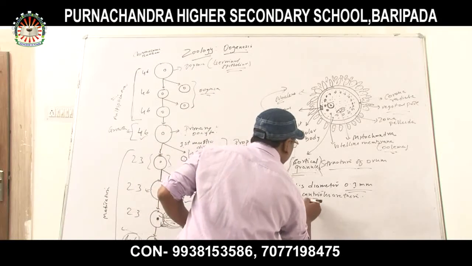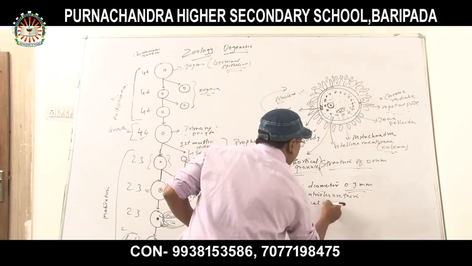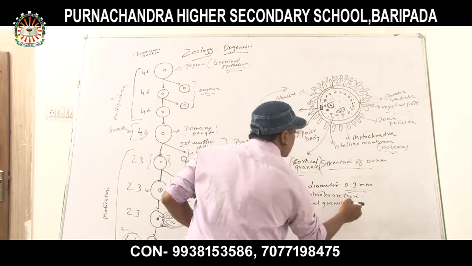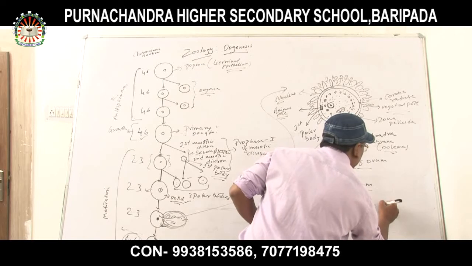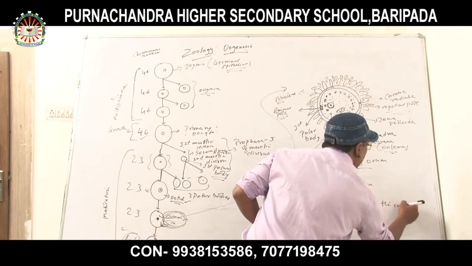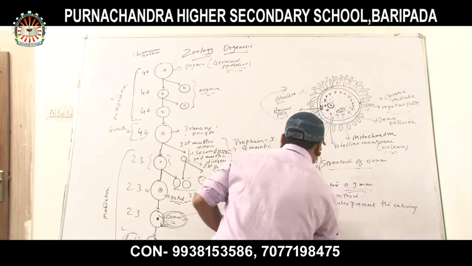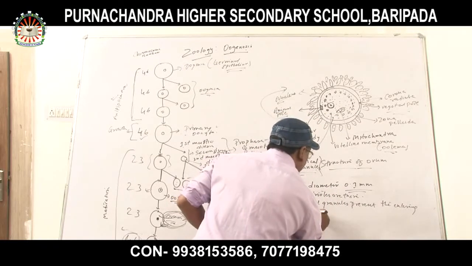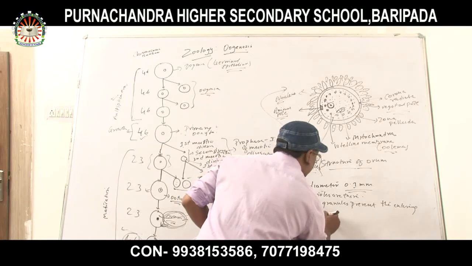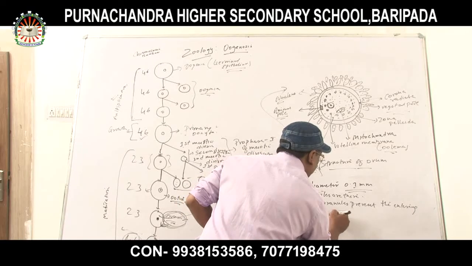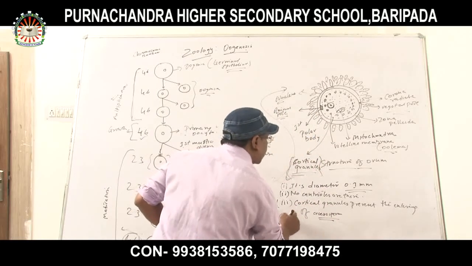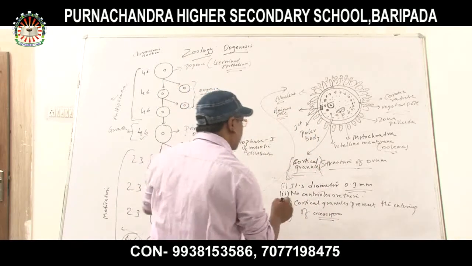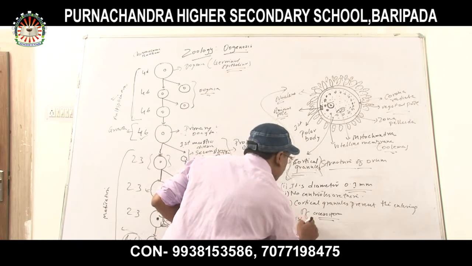Number 3: cortical granules prevent the entering of excess sperm. Not more than one, only one. Number 4: first polar body.